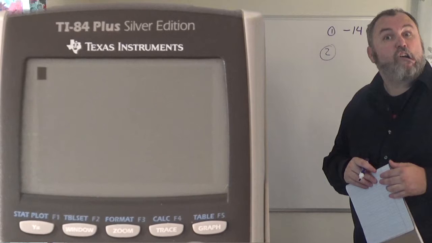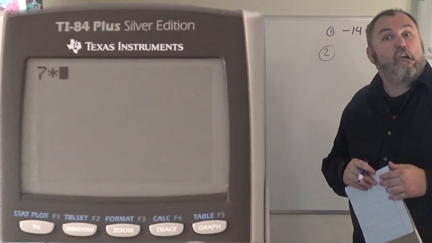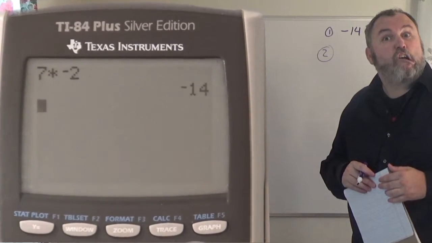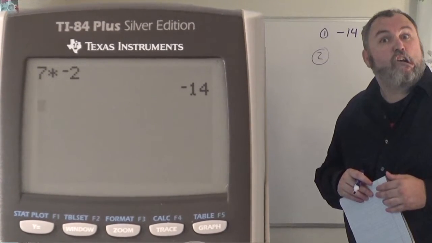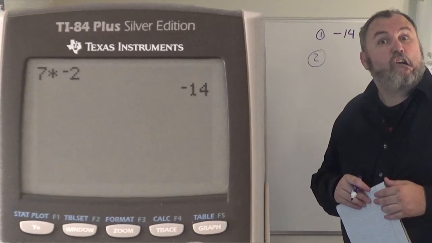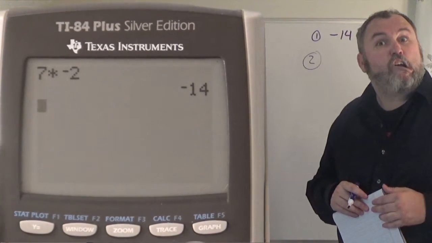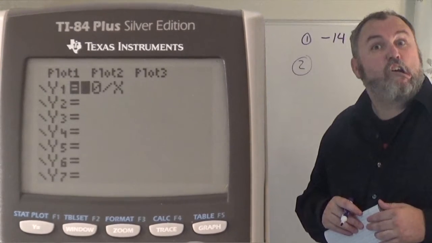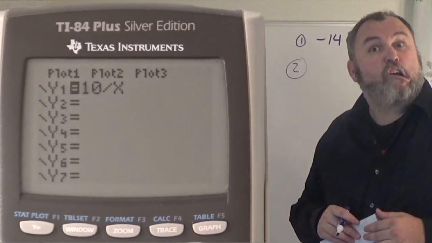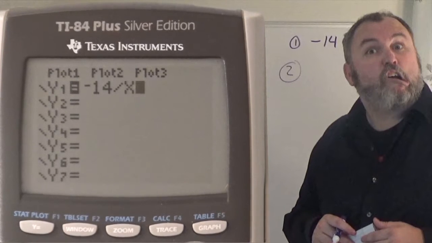So we just discovered that when we multiplied the first coefficient by the last, we got -14. So we're trying to find all the possible factors of -14 that will add up to -13. We're going to do just like we did last time. We're going to go into y equals, and this time we're going to put in -14 divided by x.